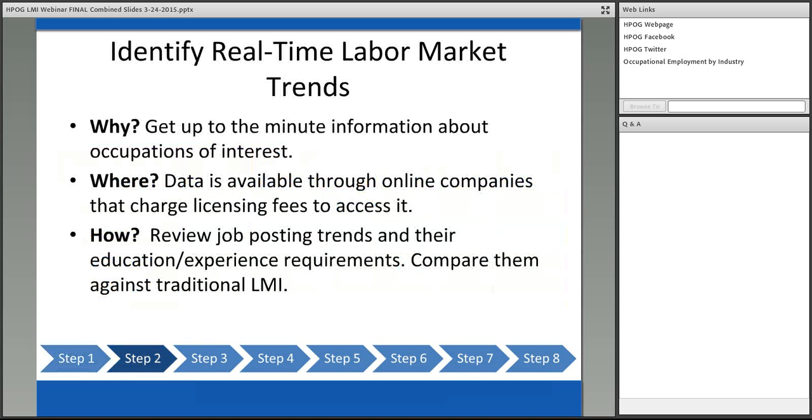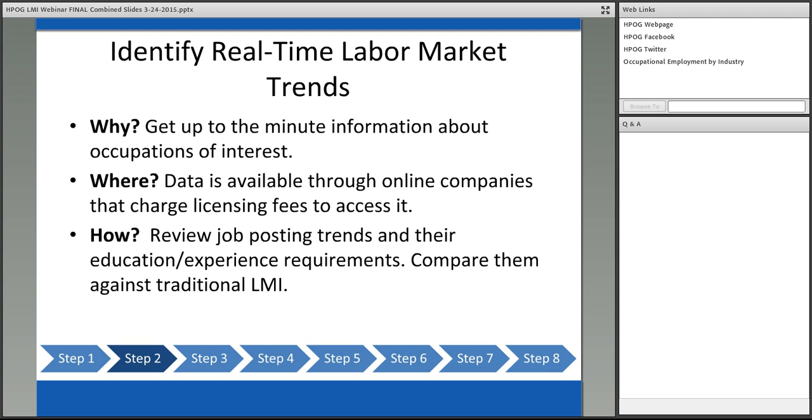So one resource that is really helpful to complement the traditional labor market information is to use so-called real-time labor market information. This information is gathered through internet job postings to show much more in real time and up to the minute what employer demand looks like for various occupations. Much of this data is available through online companies who gather this information using internet algorithms, and they often charge licensing fees for consumers to access this information.